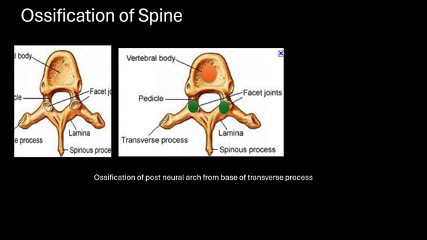Each vertebra has typically three primary ossification centers, one for the vertebral body or centrum and one on each side of the posterior neural arch. The posterior neural arch begins ossifying at the base of the transverse process. From there, ossification extends anteriorly into the pedicle and posteriorly into the laminae. It also progresses craniocaudally into the articular process and laterally into the transverse process.